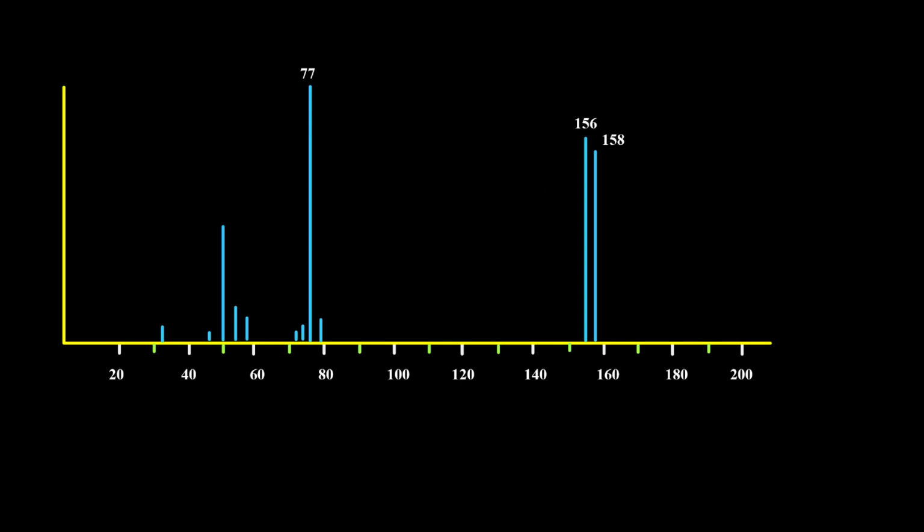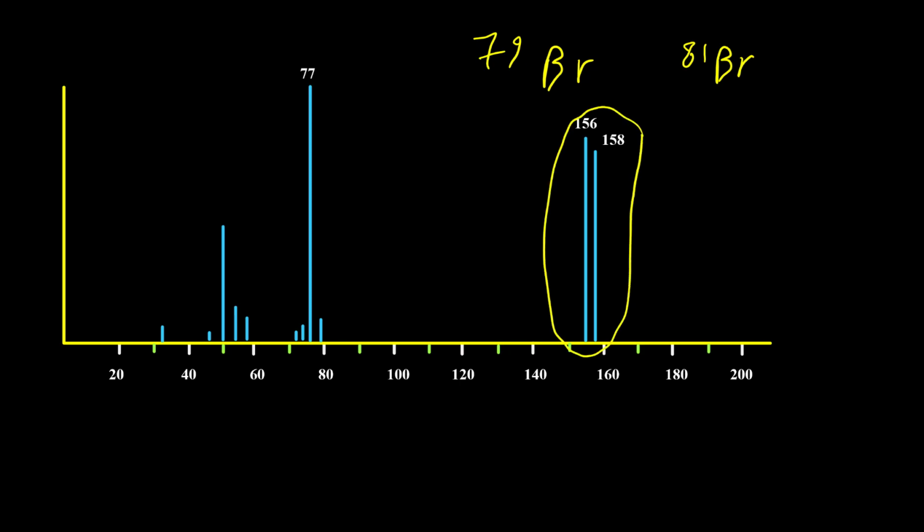Bromine has two major isotopes in nature, 79 and 81. And they are roughly 50-50% in nature. So whenever we see two peaks at the end of the mass spectra that have almost the same intensity and their difference is 2 units, this means we have one bromine atom in our structure. If we have more than one bromine, our pattern will be different.